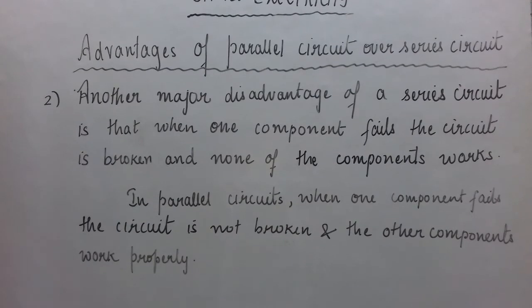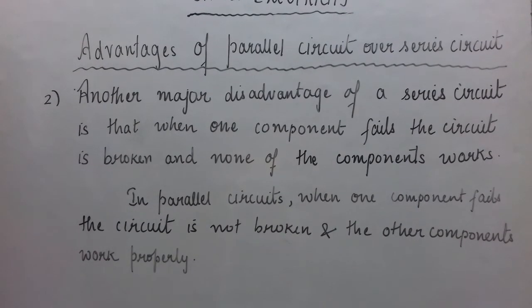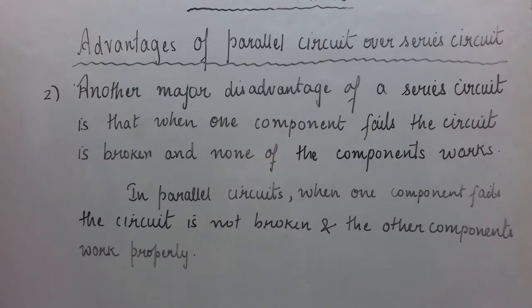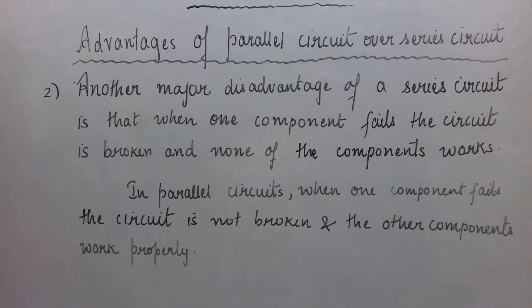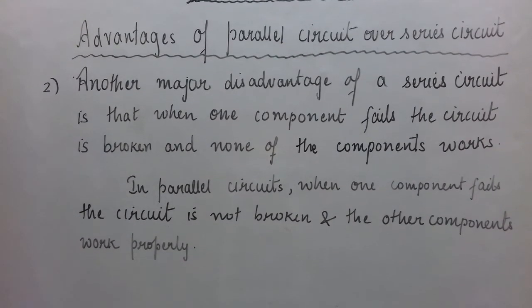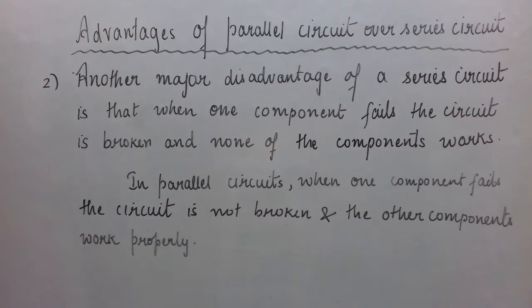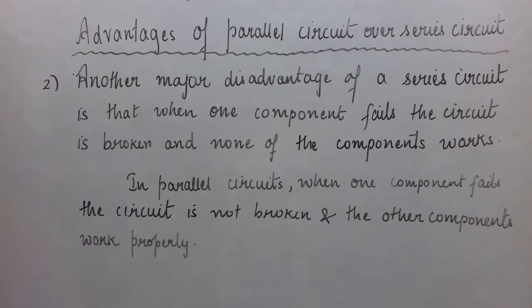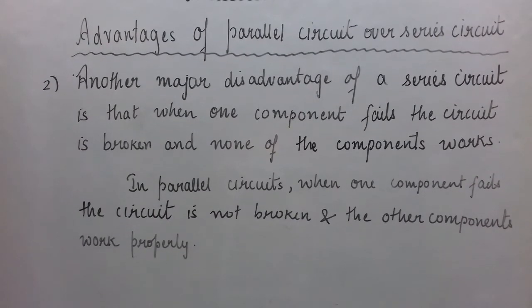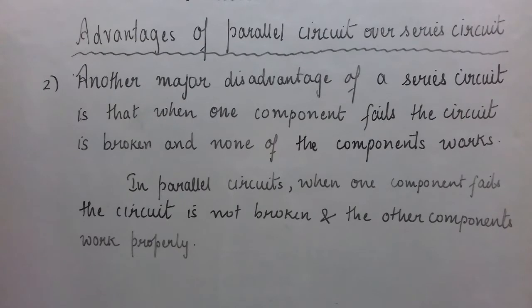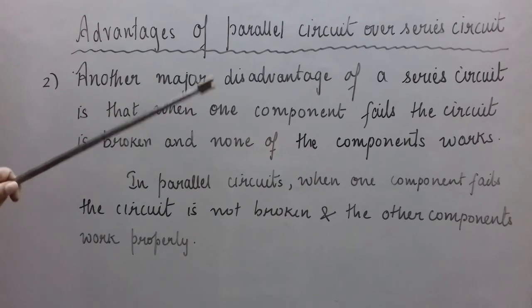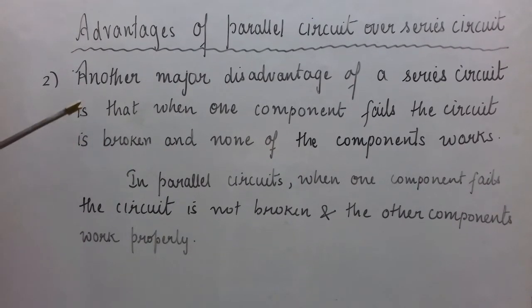Now we know that in a series circuit all the devices are connected one after the other. So if any component fails in the series circuit, then the circuit is broken, it is open, and the components will stop working. For a parallel combination, the devices are connected in parallel, between the same two points. So if any component is faulty or stops working, the other circuit is still completed, the circuit is not broken, and the other components will work properly. So this is the disadvantage of series over parallel circuit considering this point.